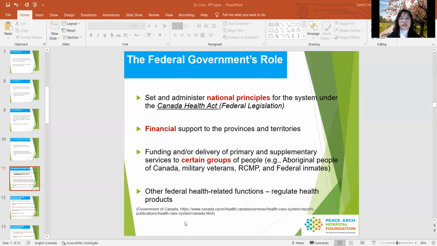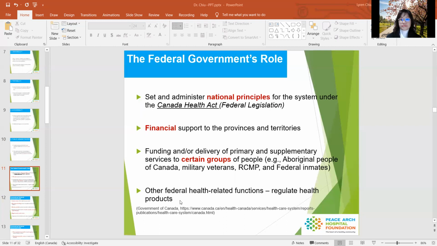territories, and the funding and delivery of primary and supplementary services to certain groups only. Those groups include Aboriginal people of Canada, military veterans, RCMP, and federal inmates. Another federal health-related function is that they regulate health products.